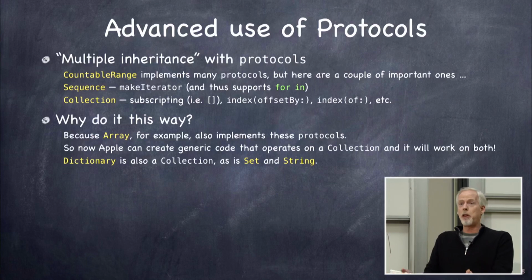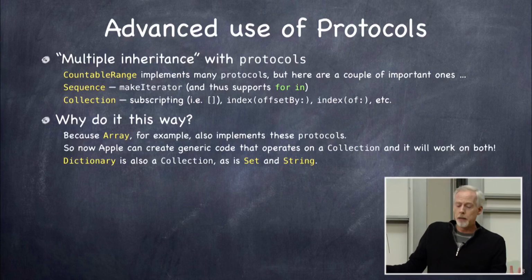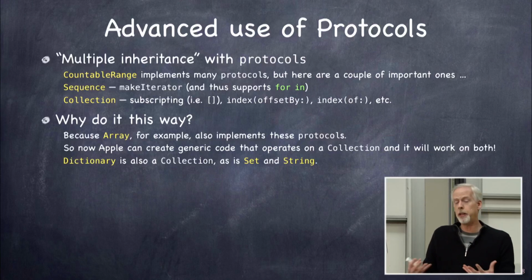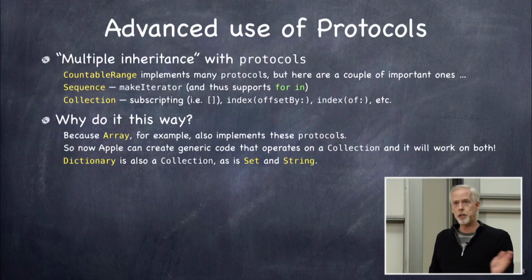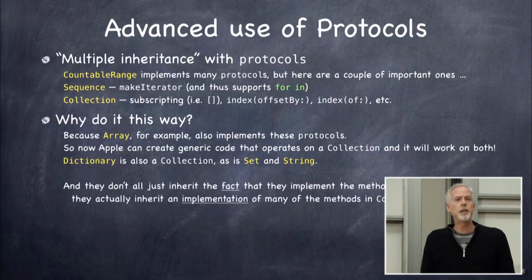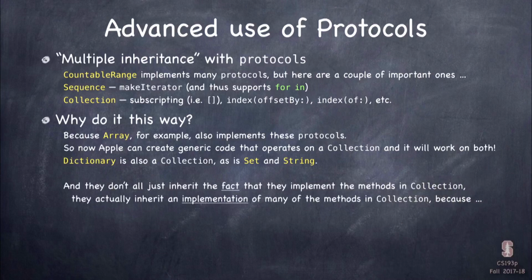I could even do index of on a countable range, not super valuable, but if the countable range wasn't of int, then it might be interesting to do index of to try and find where something is in the range, okay? But there's a bigger and better reason why we do this. And that's because there's a little bit of magic, or not magic, but really good design implementation in Swift, which is that for protocols, it is possible to provide default implementations of methods, okay?